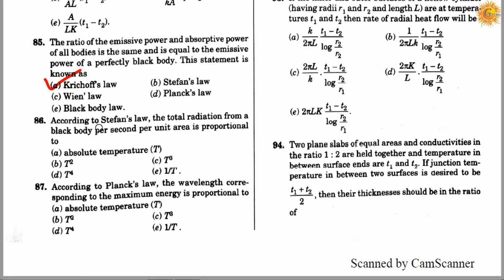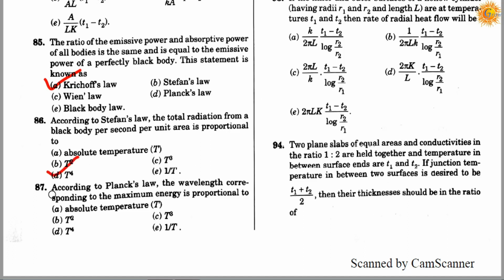Question number 86. According to Stefan's law, the total radiation from a black body per second per unit area is proportional to: option A, absolute temperature T; option B, T square; option C, T cube; option D, T power 4; option E, 1 upon T. Correct answer is D, it will be T power 4.